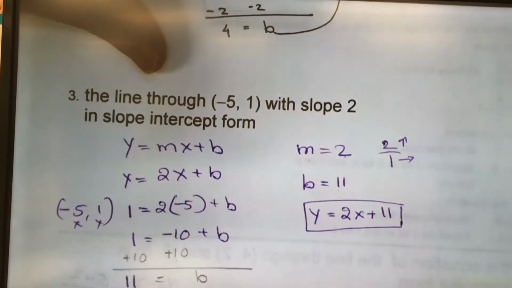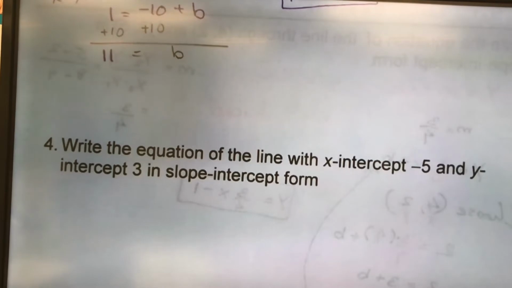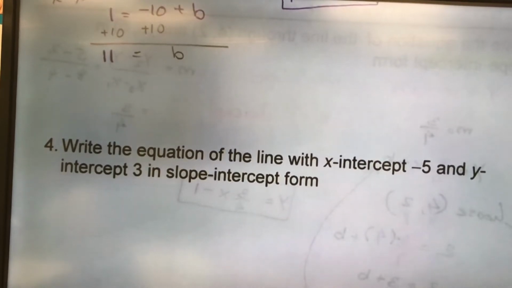Here is the third problem. Write the equation of a line with the x-intercept negative 5 and the y-intercept 3. I encourage you to use the graph for that one, as that is also one easy way to do it. Draw the x and y axis and plot the x-intercept, that is negative 5, and the y-intercept 3 on the y-axis.